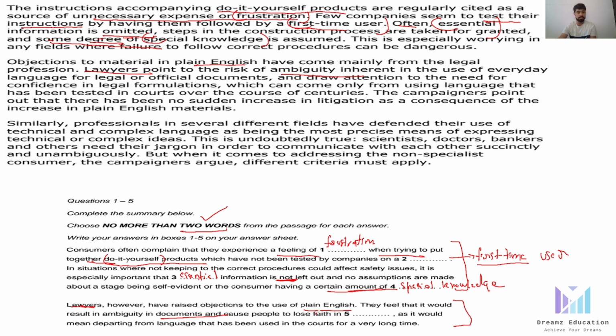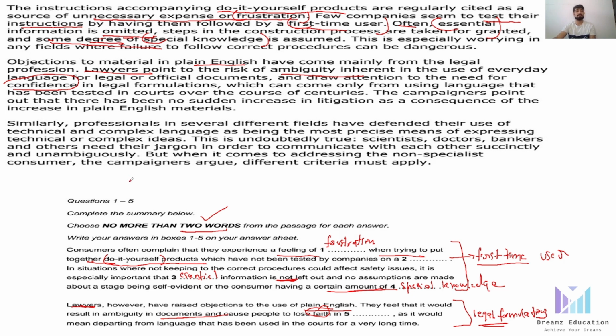So what they said, people lose faith in something, right? So what about this confidence and the word faith here? This is almost similar, right? So confidence in what they have said, legal formulation. So I'll write my answer for the 5th one, legal formulations.